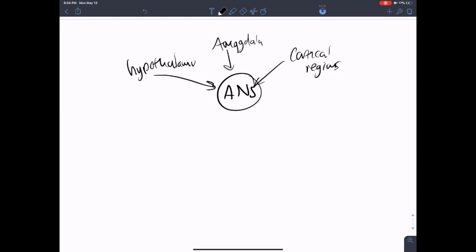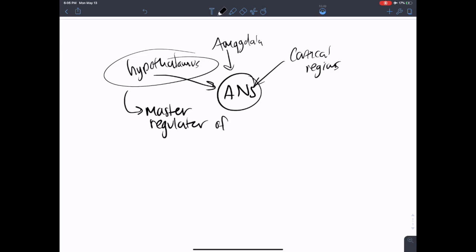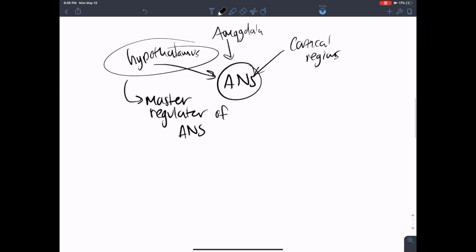And before I go too far into the hypothalamus, because the hypothalamus is considered the most important of these. It's considered the master regulator of the autonomic nervous system.